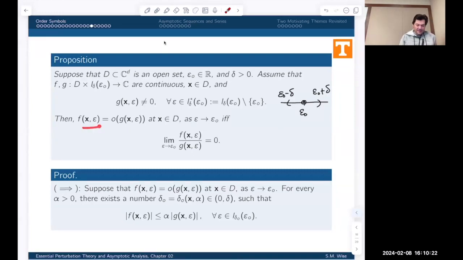Then f of x is big O of g of x as epsilon goes to epsilon naught. And of course, the usual idea here is that epsilon naught is generally going to be 0. If and only if the limit as epsilon goes to epsilon naught of f of x over g of x is 0. Okay? So we've got to prove two directions. If and only if, IFF, by the way, that's my abbreviation for that, means it implies and is implied by.